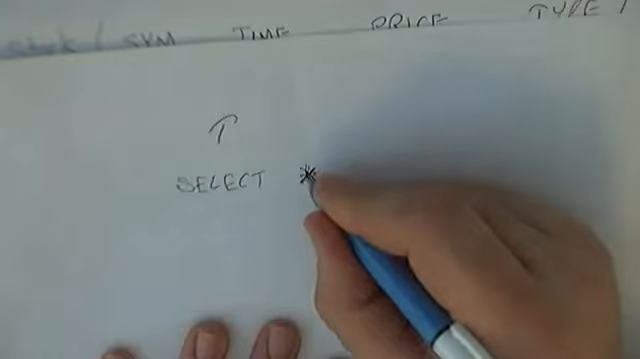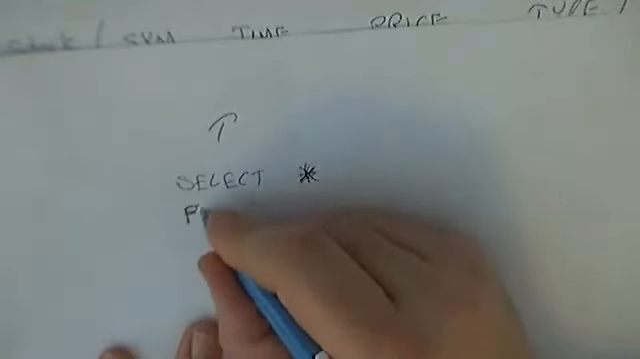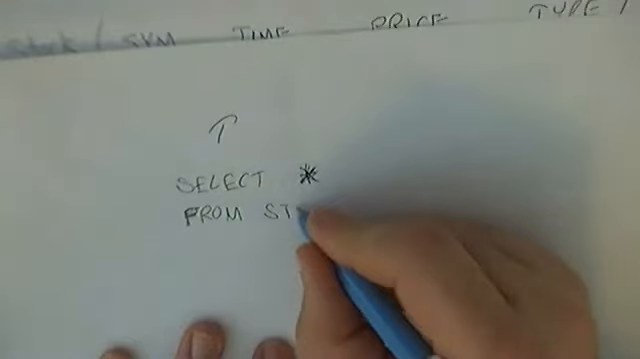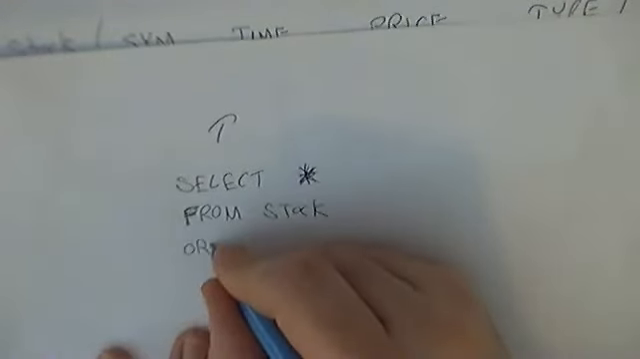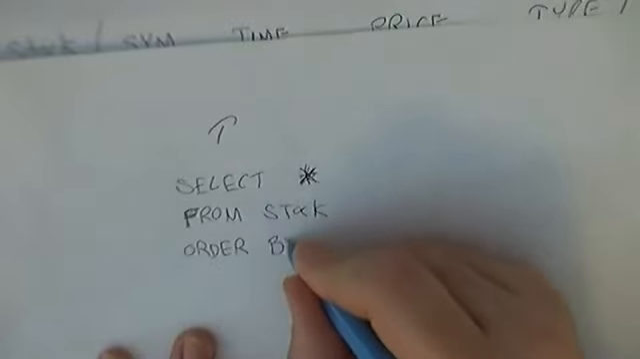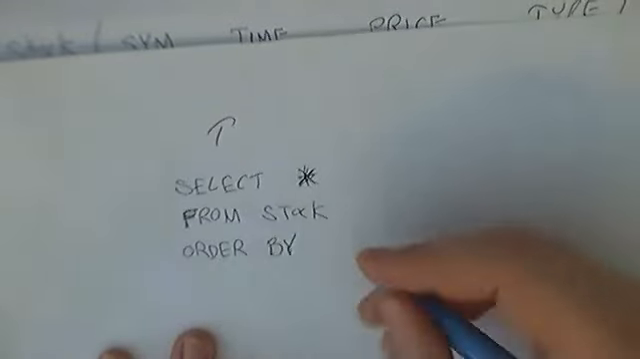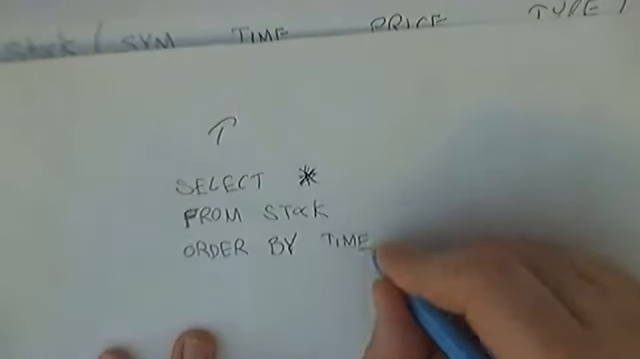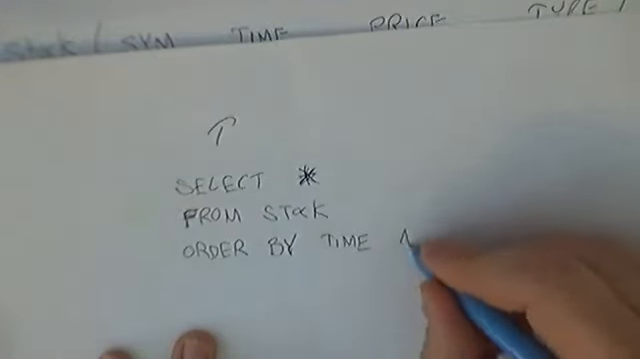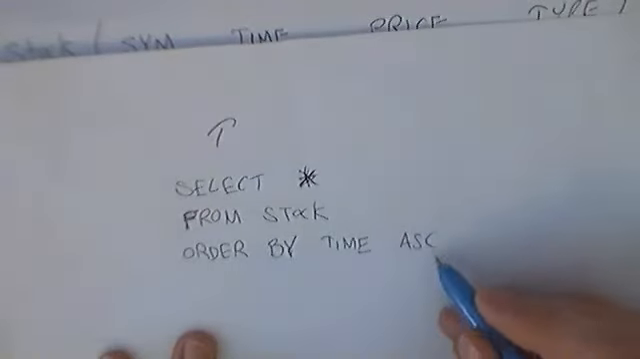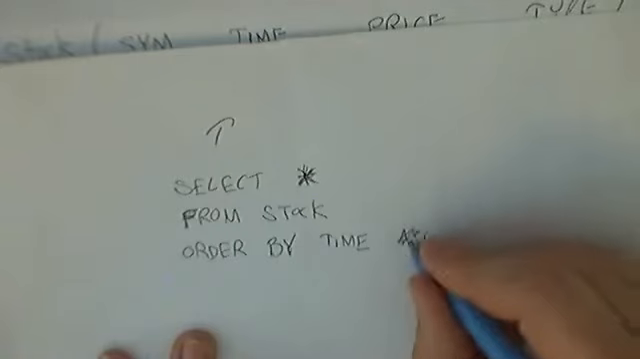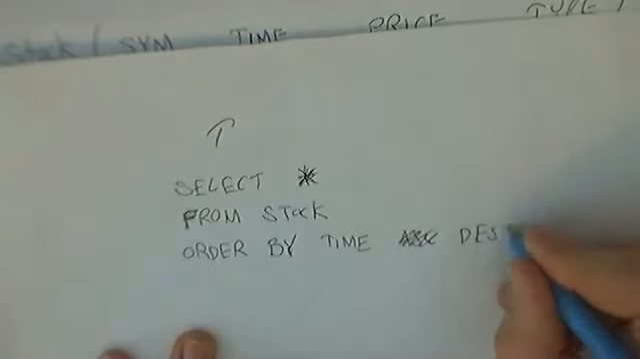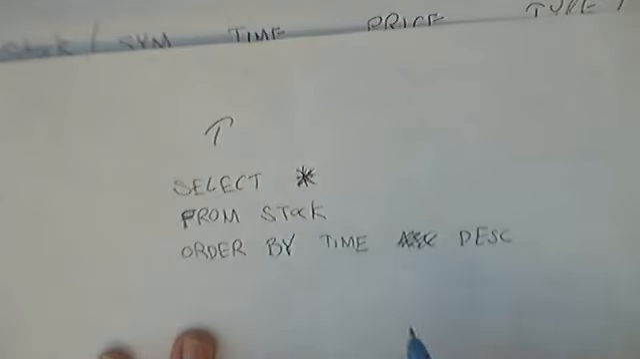Basically, we're doing our tau operator here now. Select star from stock order by time. Ascending, so from the earliest to the latest, or descending, from the latest to the earliest. Okay, so you can do it either way. So tau is easy, right?